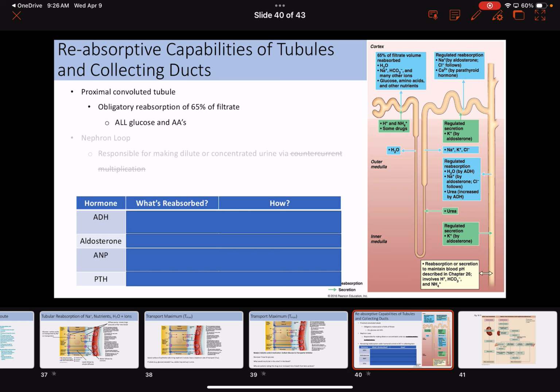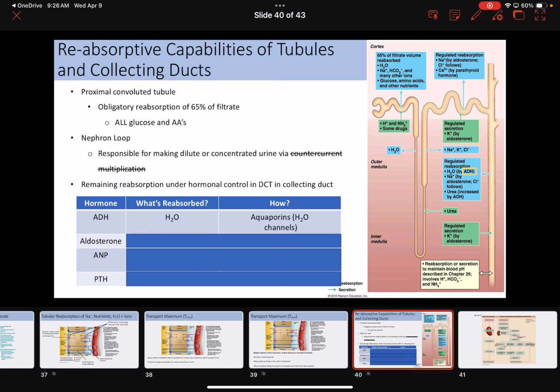Then the nephron loop is responsible for making dilute or concentrated urine by countercurrent multiplication, which we're not going to talk about. You don't have to worry about that. Just know that at the nephron loop is where we're making adjustments to water. The remaining parts of the reabsorption are going to happen under hormonal control at the DCT and the collecting duct. For ADH, know that water is being absorbed through aquaporins, those water channels we just talked about.